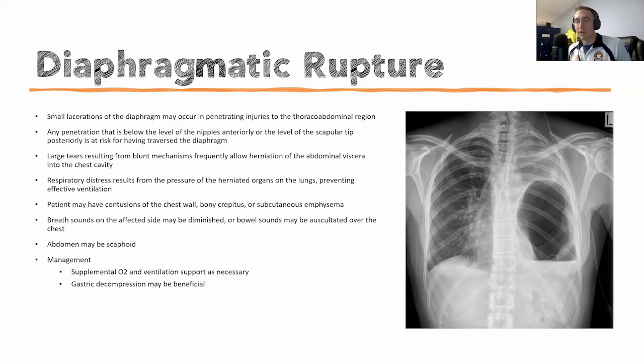So anytime you have a laceration in the diaphragm, abdominal contents can herniate into the chest cavity. Anytime you have a penetration below the level of the nipples or the level of the scapular tip, you should suspect a diaphragmatic rupture. Why the level of the nipples? Well, because when the patient exhales and the diaphragm contracts from here to up here, it can go up to the level of the nipples. So anywhere from basically the level of the nipples down, you should suspect a diaphragmatic rupture.